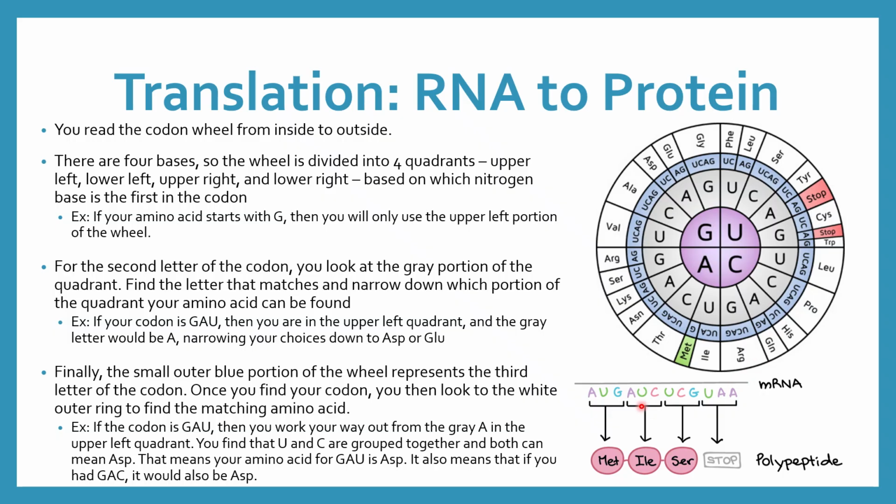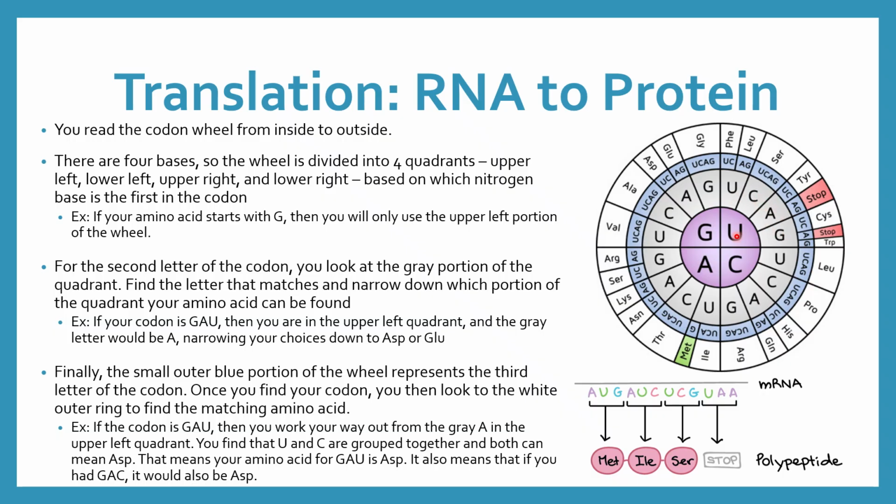So one more example here. If we have, let's do UCG. So I start in the middle with my first letter, which was a U. So now I know I'm in the U quadrant, the upper right quadrant here. So I've eliminated all of the rest of this wheel. My second letter is a C. So now I'm going to look for the gray in the upper right quadrant.